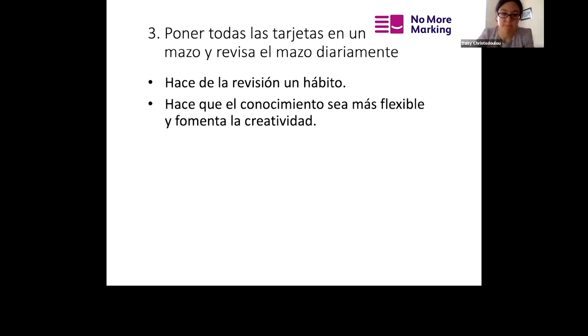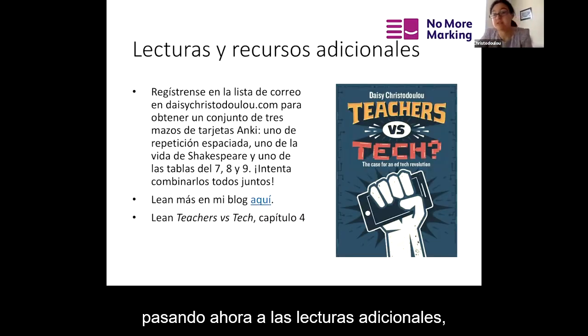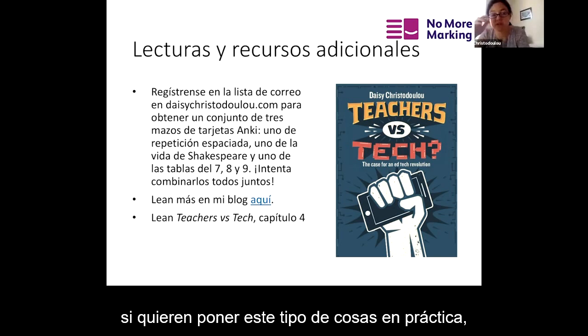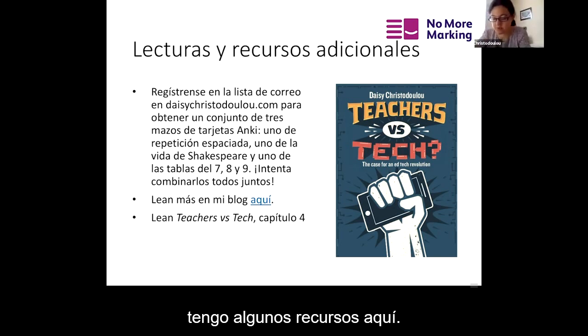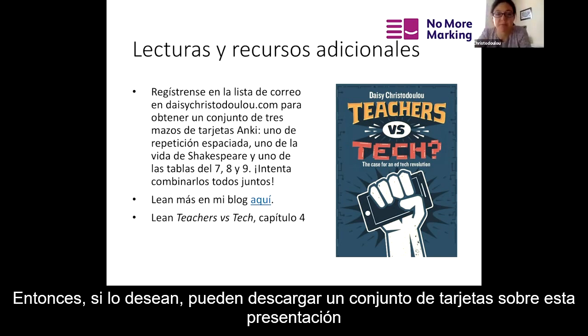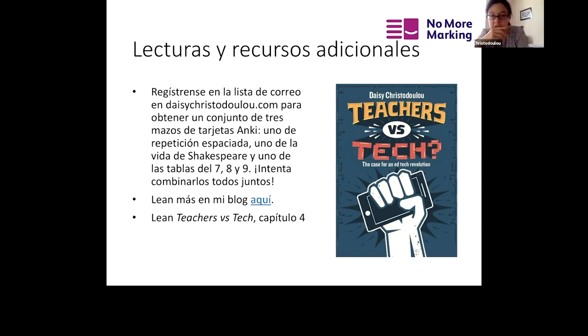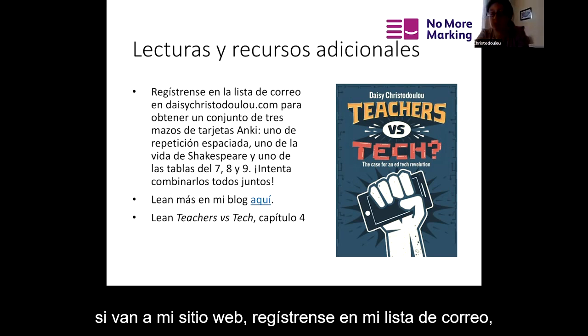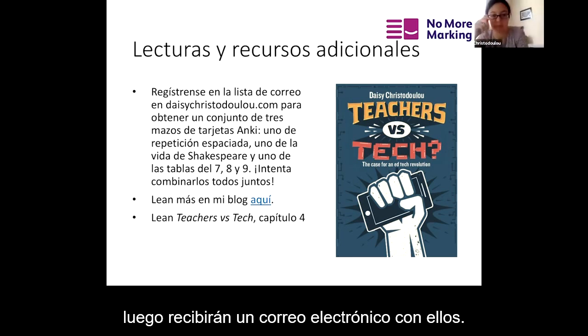So moving on now to further reading. If you really want to put these kinds of things into practice, I've got some resources here. If you want, you can download a set of flashcards about this presentation. And in order to get them, if you go to my website and sign up to my mailing list, you will then get an email with them.